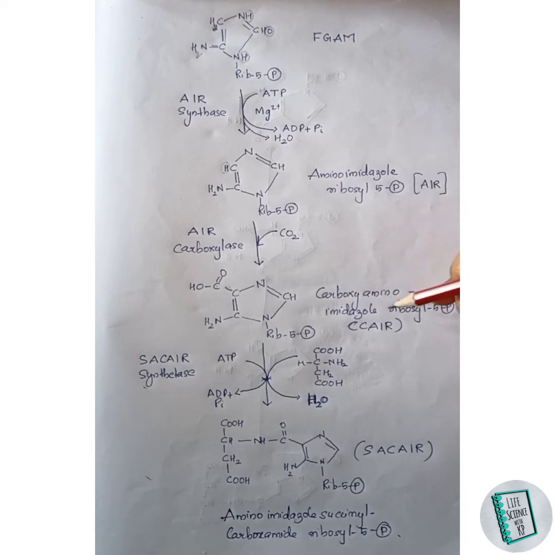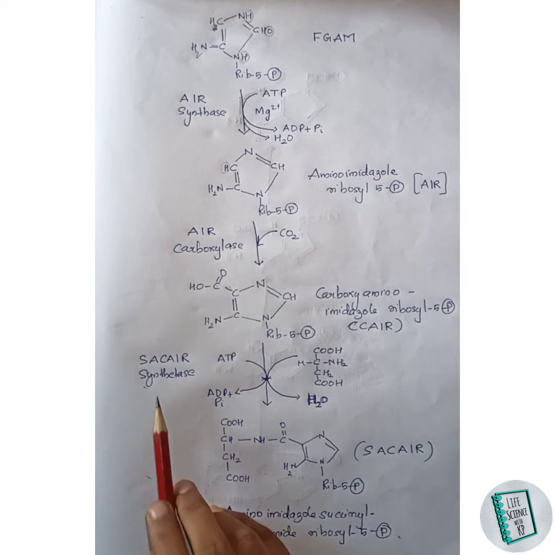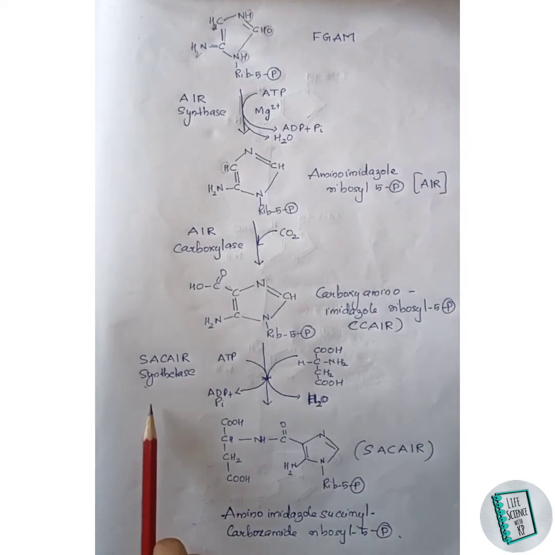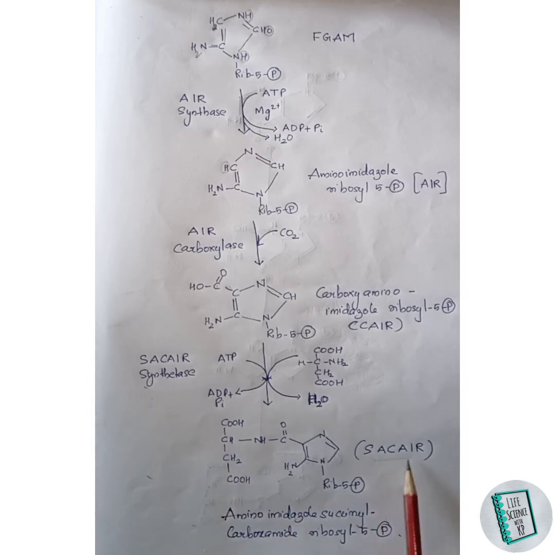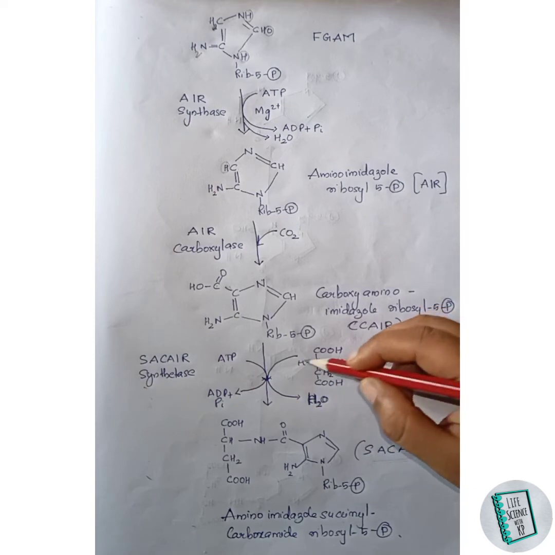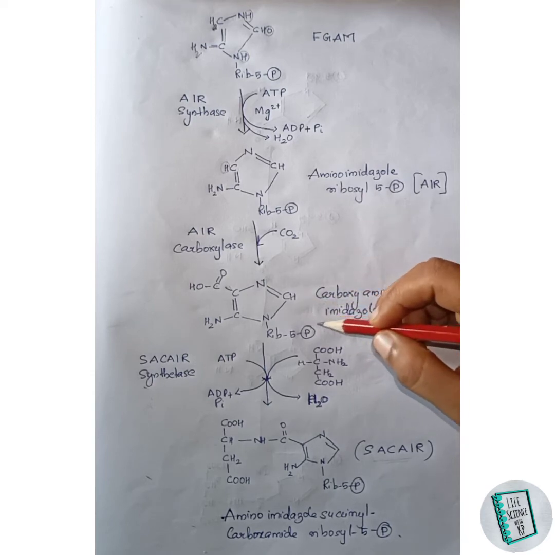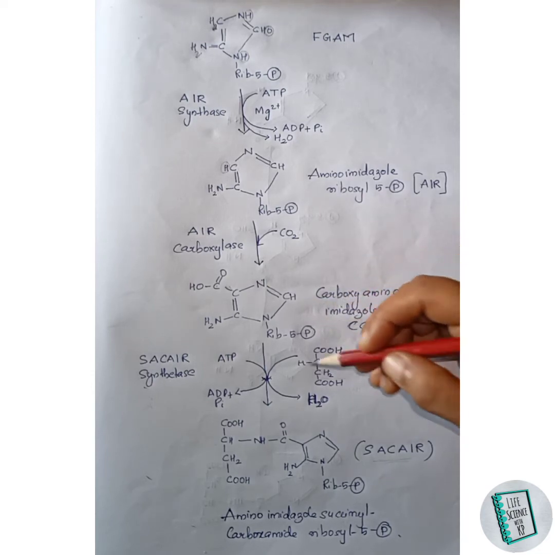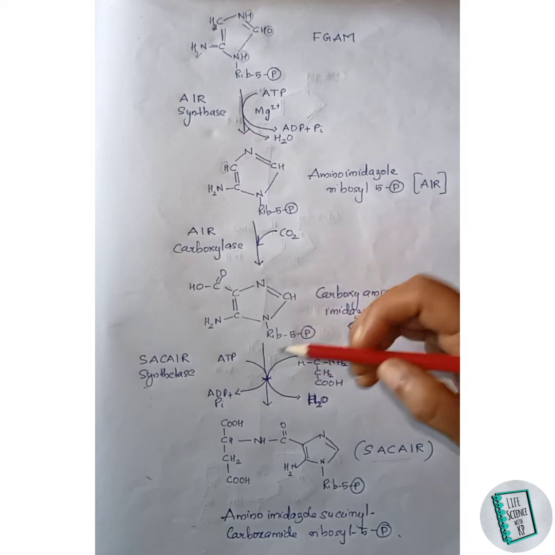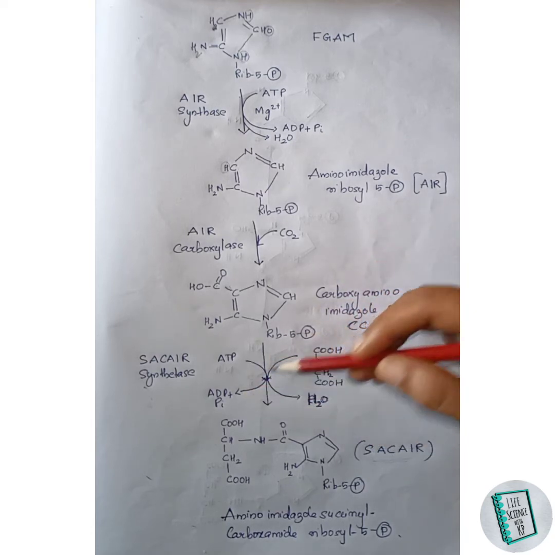In the next step, this CAIR in presence of SAICAR synthetase, or aminoimidazole succinyl carboxamide ribosyl phosphate synthetase, forms SAICAR, or aminoimidazole succinyl carboxamide ribosyl 5-phosphate. So here aspartate comes and joins with this CAIR, and a water molecule leaves. So what happens here is there is energy needed for this step. So ATP is cleaved to ADP and Pi.